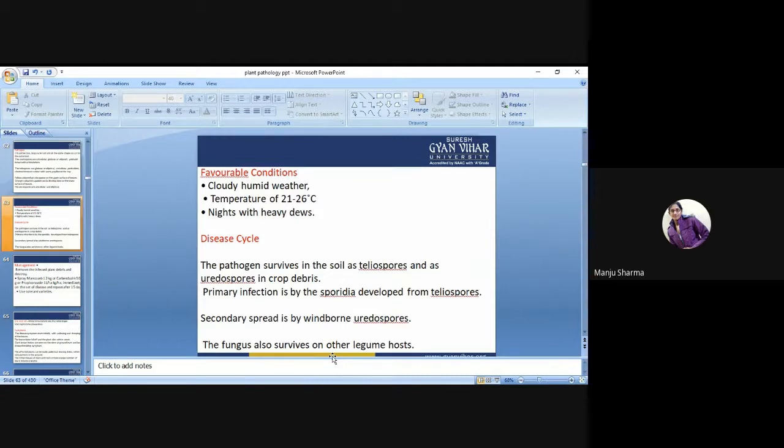Favorable conditions for the pathogen are cloudy humid weather, temperature 21 to 26 degrees centigrade, and nights with heavy dews. So basically for the fungus, the optimum temperature is between 20 to 30, in which all types of fungus may grow.